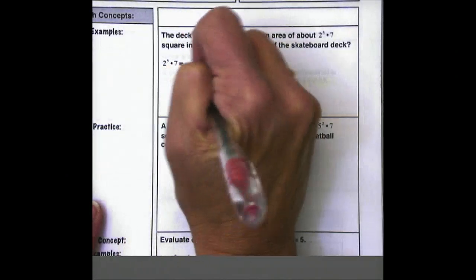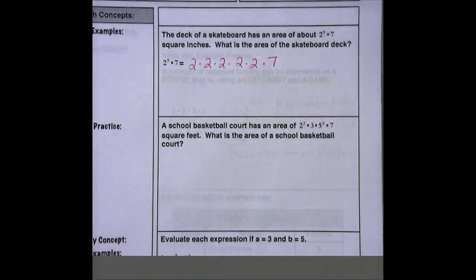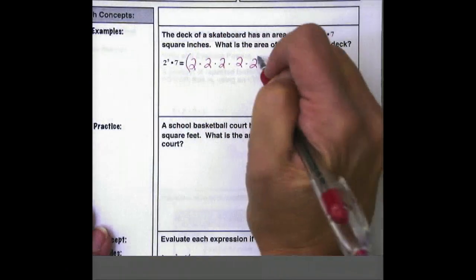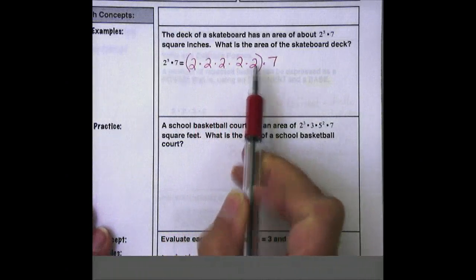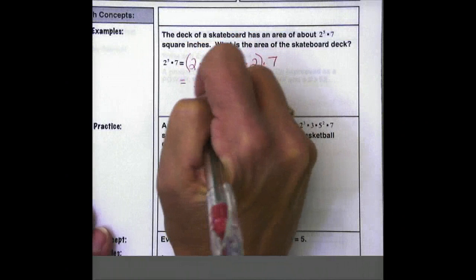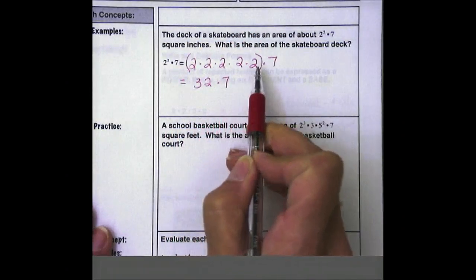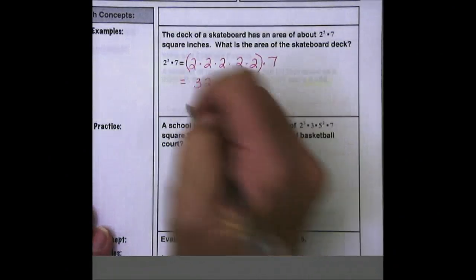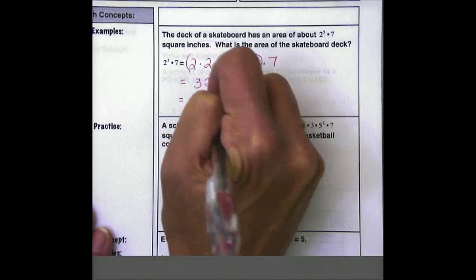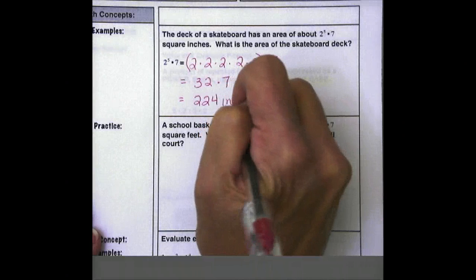So 2 to the 5th is going to be 2 times 2 times 2 times 2 times 2, and then times 7. When we evaluate our 2 times 2 times 2 times 2 times 2, we're going to get 32. So 2 times 2 is 4, times 2 is 8, times 2 is 16, times 2 is 32. 32 times 7, then, is going to be 224. So the skateboard deck has an area of 224 square inches.